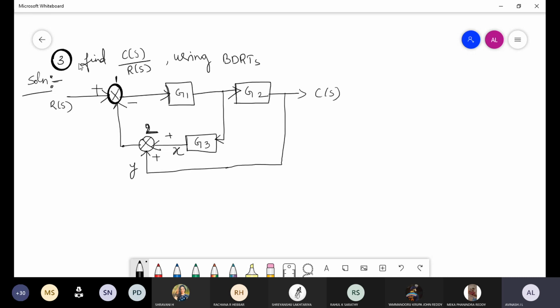What will be the point? What will be the value? See, don't forget about G3 and all. Just think about what signal is coming from G3 to summing point 2. It is X. And from the output side, after G2, we have taken a takeoff point. From here, what you have taken is called what? Y. If X and Y are coming together with the same sign to a summing point, what is the output value? So X plus Y. Very simple, X plus Y.